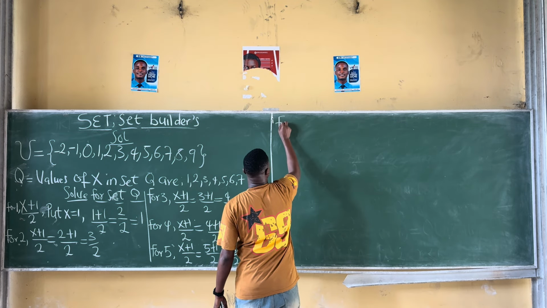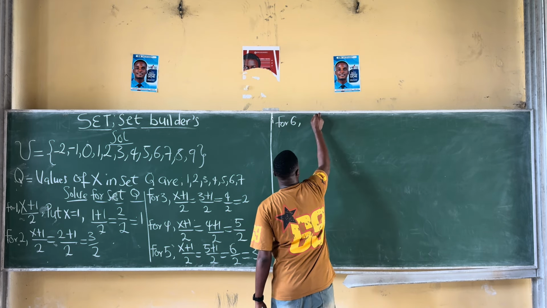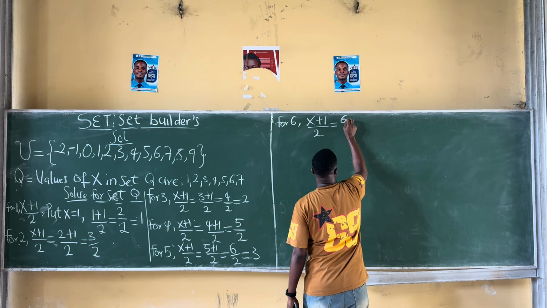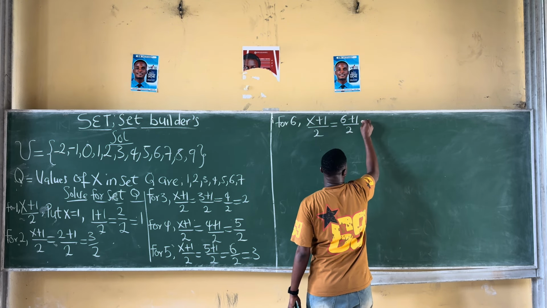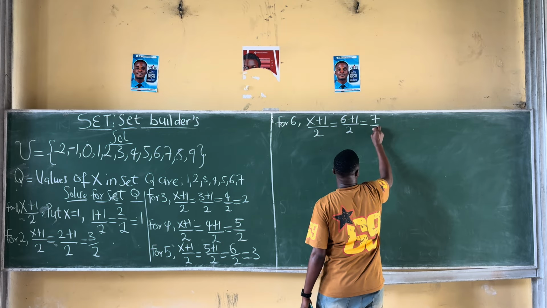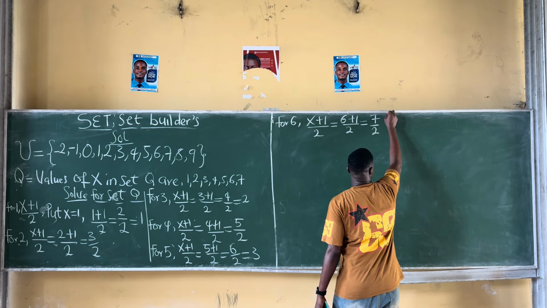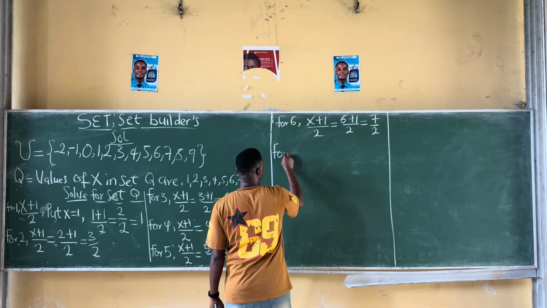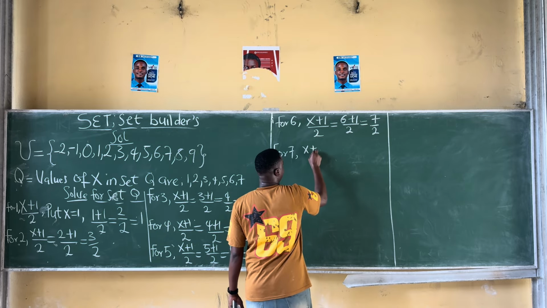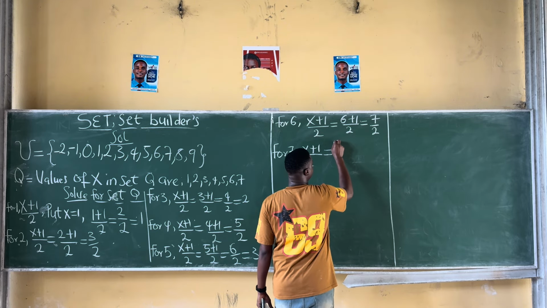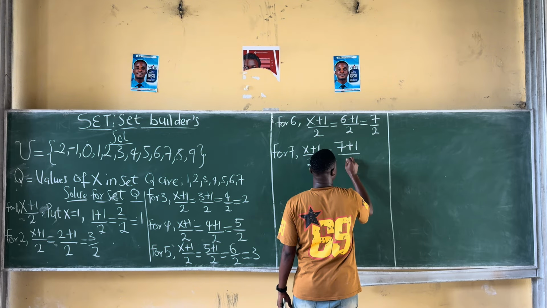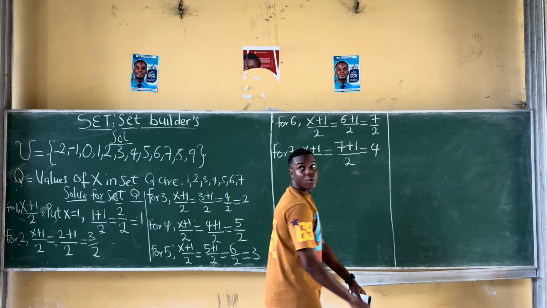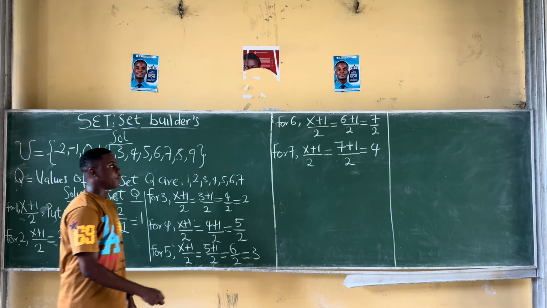So for 6, (x plus 1) over 2 is equal to (6 plus 1) over 2, which is equal to 7 over 2. Then for 7, (x plus 1) over 2 is equal to (7 plus 1) over 2, which is equal to 8 over 2, which is equal to 4. So we have solved for the elements of Q.